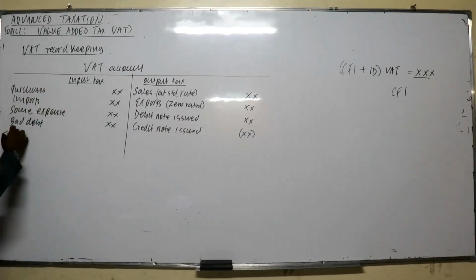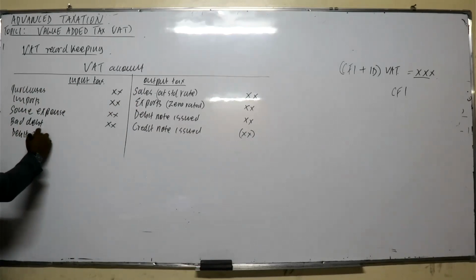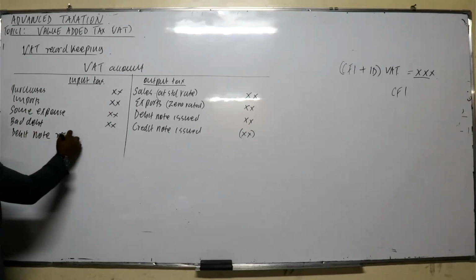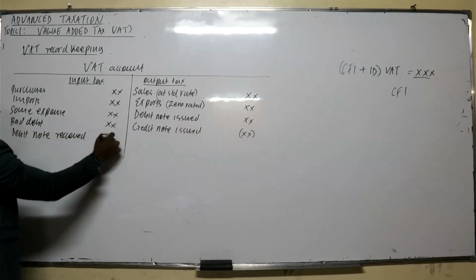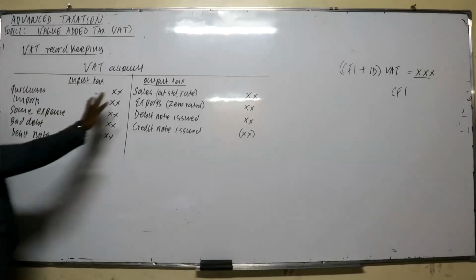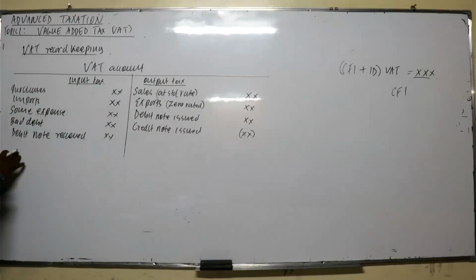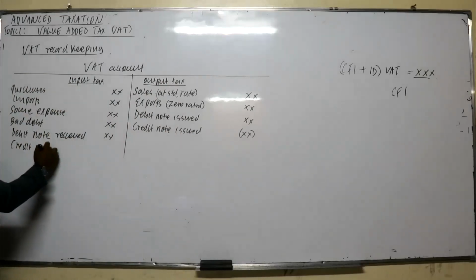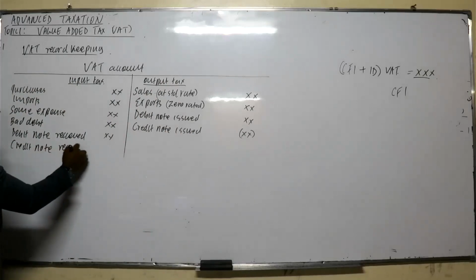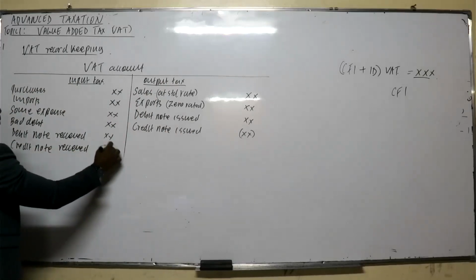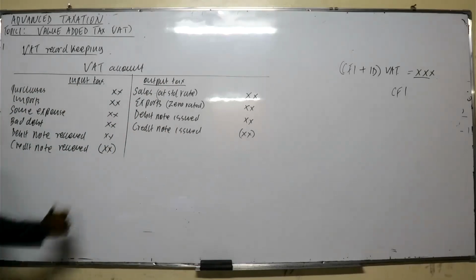And then here we have the debit note receipt. Where we have the input, it's all about receiving. Where we have the output, it is debit note issued, credit note issued. So on the input it is debit note received and credit note also received. But for the credit note, you deduct that.